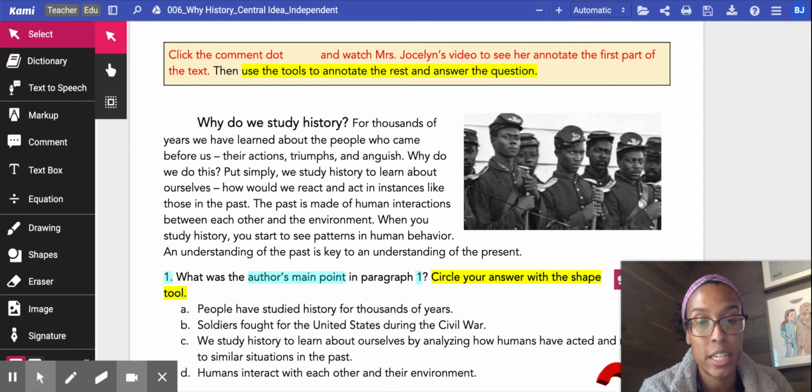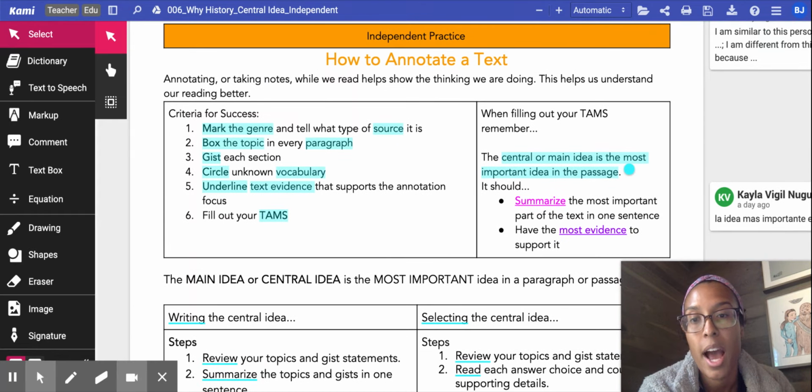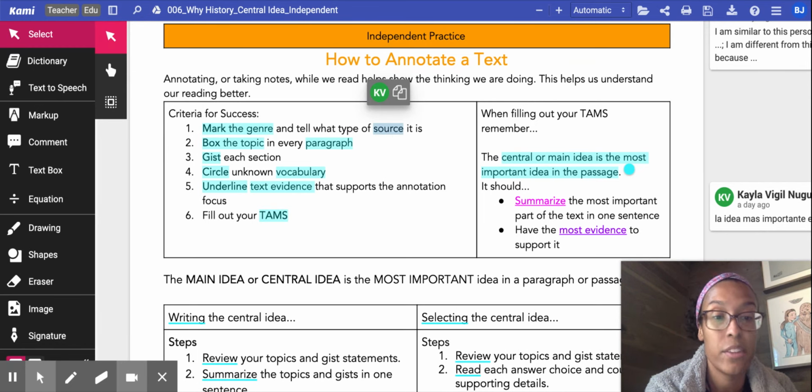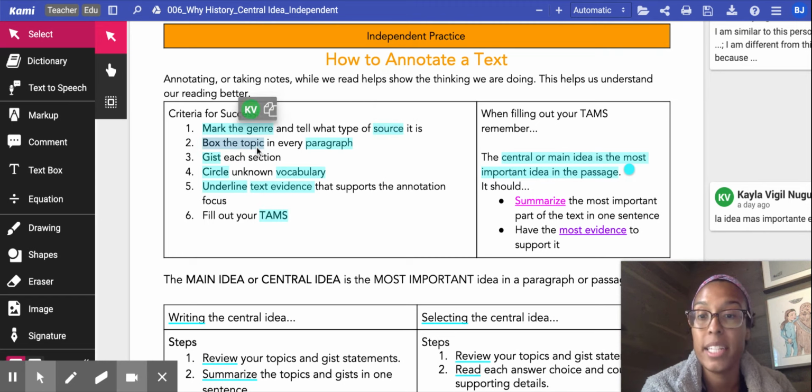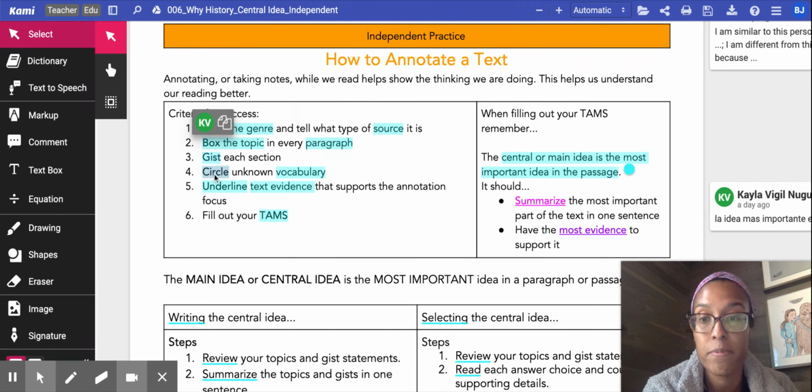Before we get started reading, I want to take a look at my annotation guide to begin, just so I know what I need to do. My first step when I'm annotating is to mark the genre and tell what type of source it is. That's going to be either a secondary or primary source. I need to box the topic in every paragraph. For us, I'm just going to show you paragraph 1. I'm going to gist each section, underline any vocabulary, circle any vocabulary I don't know, underline any text evidence that helps me answer my question, and fill out my TAMs.